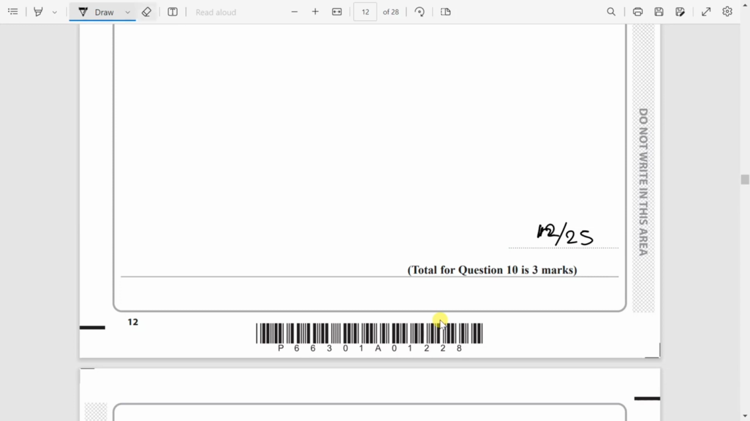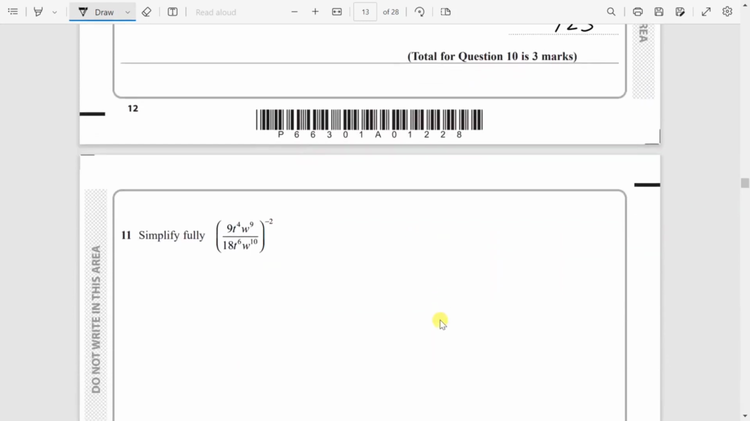Oh my god, I can't even read my own handwriting. Alright guys, you're doing well so far, keep going.